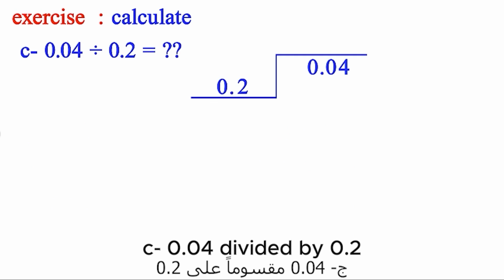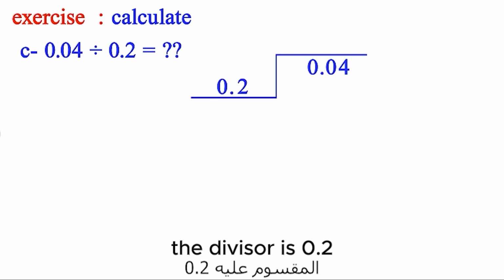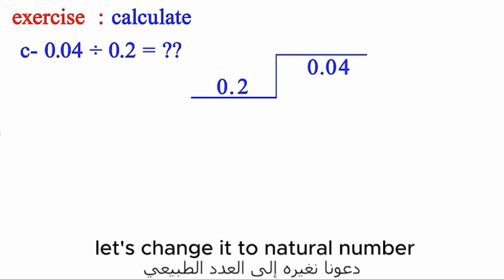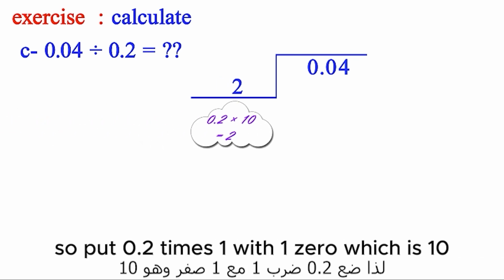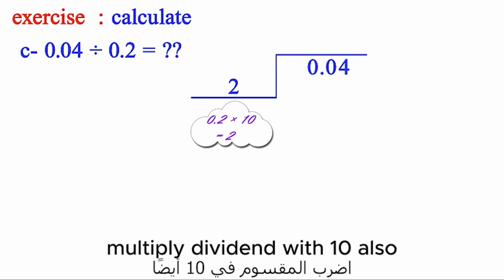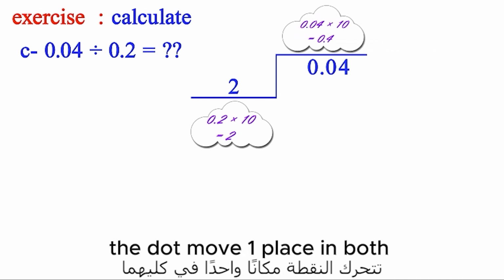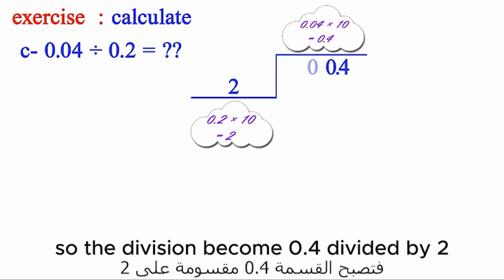C. 0.4 divided by 0.2. The divisor is 0.2. Let's change it to a natural number. To become a natural number, the dot must move one place. So multiply 0.2 times 1 with 1 0, which is 10. Multiply the dividend with 10 also. The dot moves one place in both. So the division becomes 0.4 divided by 2.